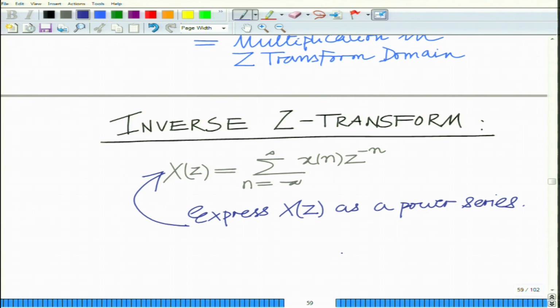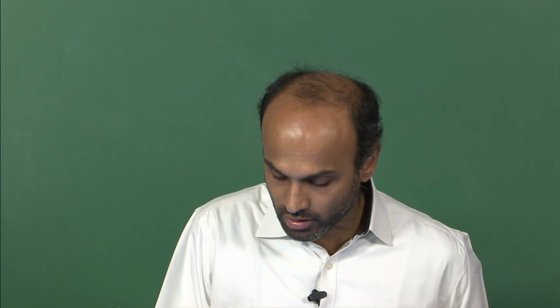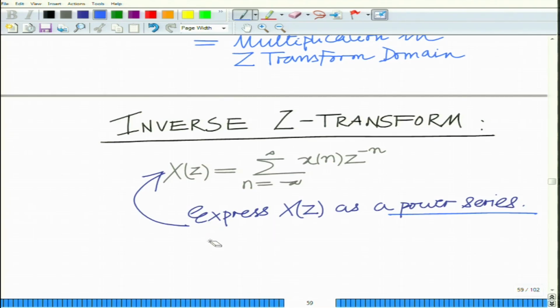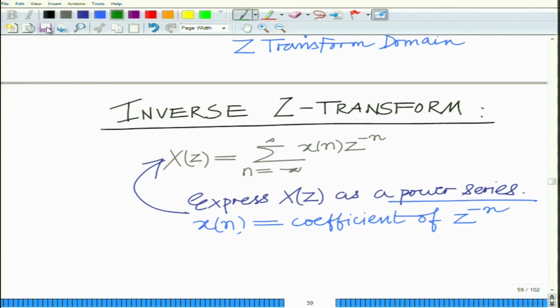Simplest way to evaluate the z transform is to express X(z) as a power series. Once you express X(z) as a power series, x[n] is nothing but the coefficient of z raised to minus n. So, that is one simple way to find the z transform. Realize that x[n] is the coefficient of z raised to minus n.